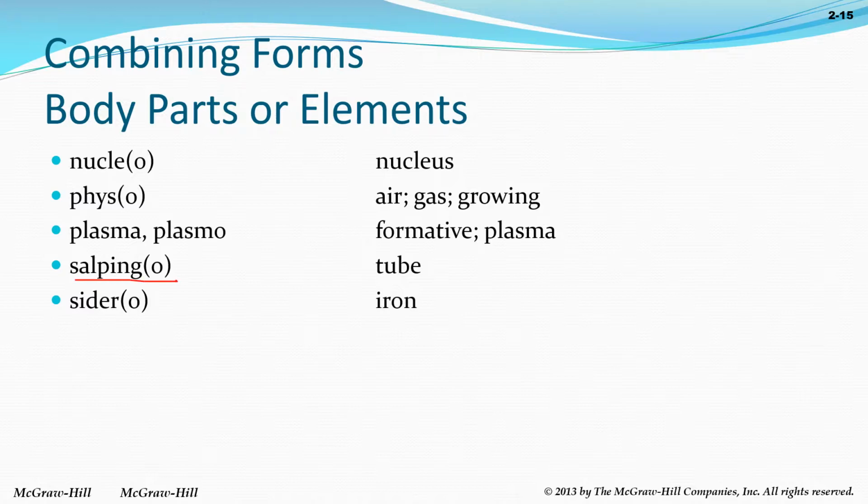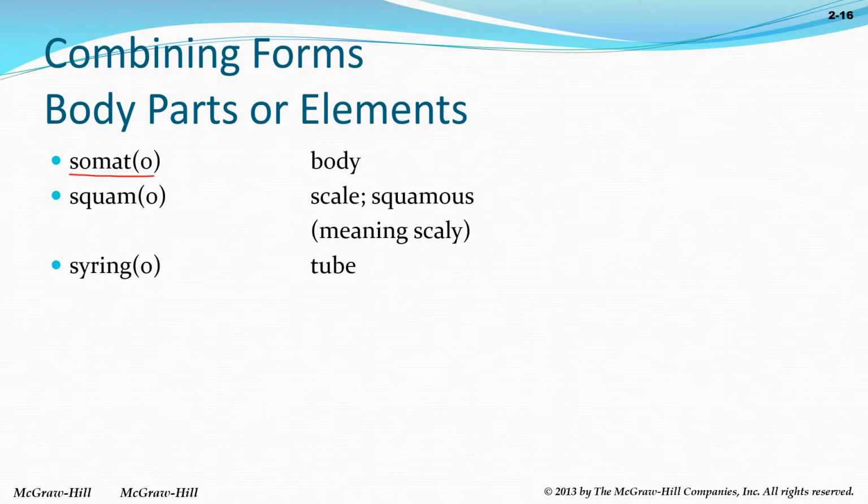Let's see, salpingo. No longer fallopian tubes, they call them the uterine tube or uterine salpingo. So no more names of whoever discovered the body part. Somato, soma. Think of body, anytime you hear the word soma. Squamous is scaly. So the top layer of skin is actually called the squamous layer. You have squamous skin cells.